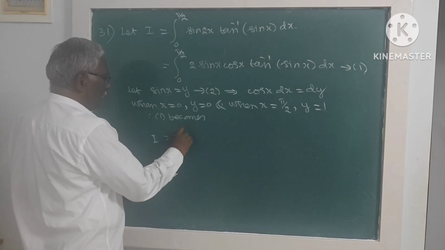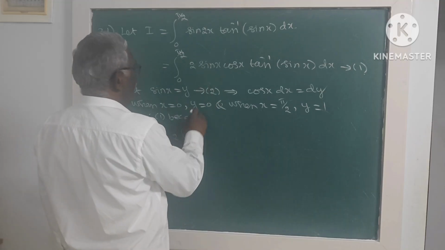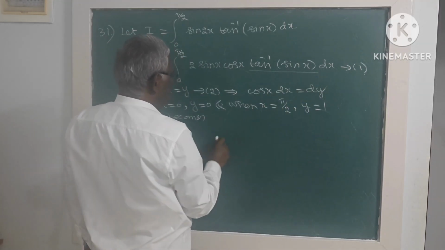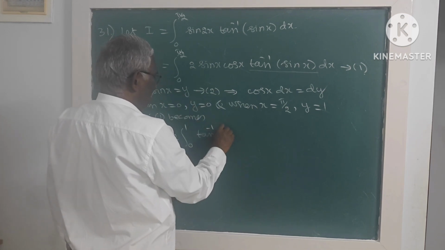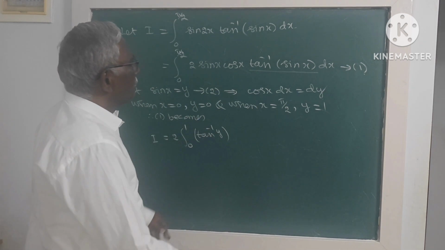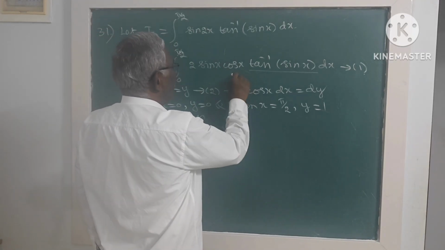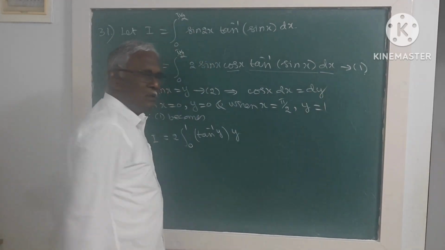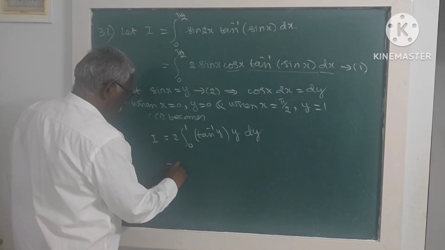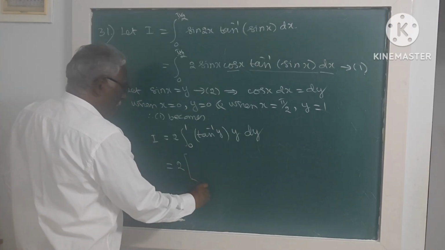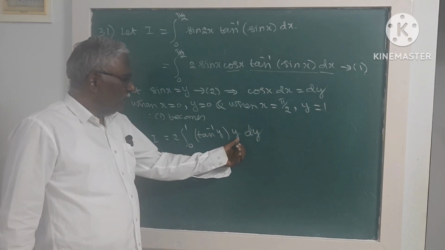Therefore I becomes integral 0 to 1, tan inverse of sin x, so tan inverse of y. Sin x is y, cos x dx is dy. Now we can integrate this by integration by parts. This cannot be integrated, so we integrate y.